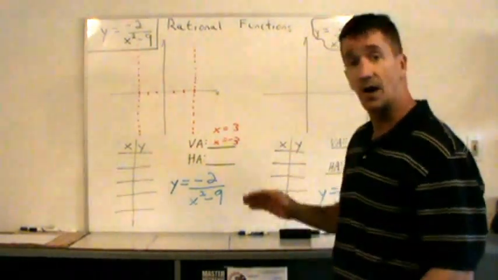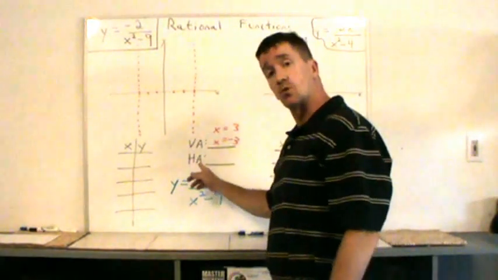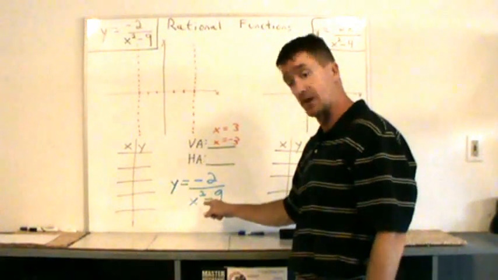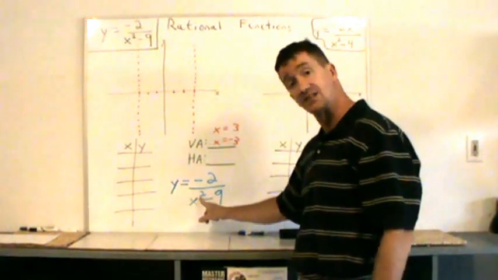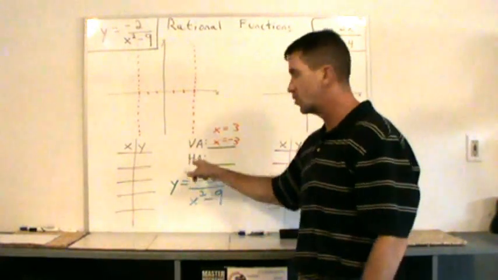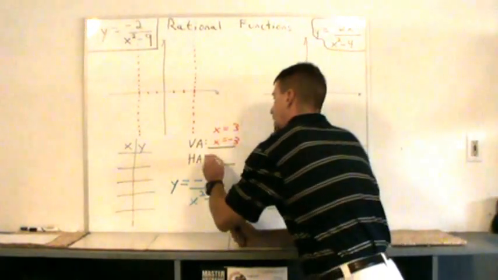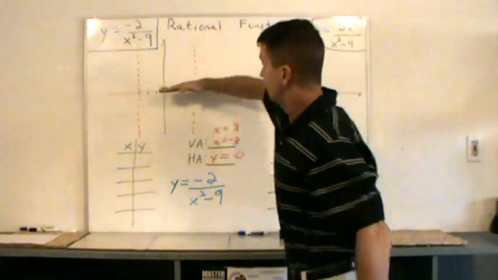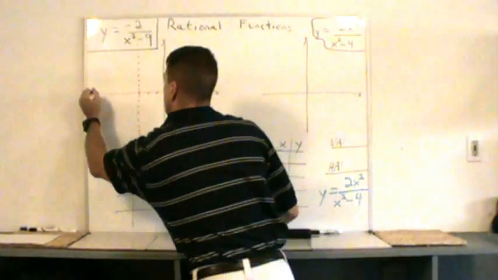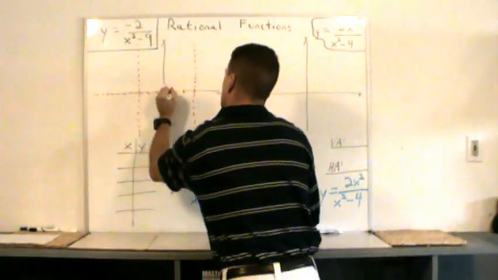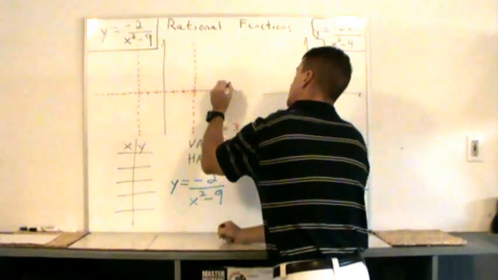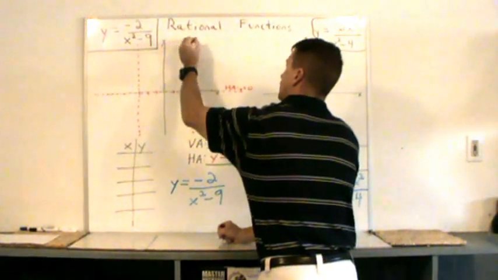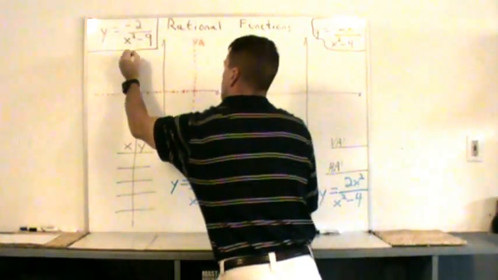Alright, now how about a horizontal asymptote? To determine a horizontal asymptote, check out the exponents in the numerator and the denominator. If the higher exponent is in the denominator, the horizontal asymptote will always be at y equal to 0, aka the x-axis. I'm going to put that here. There you go. There's going to be a horizontal asymptote right there. There's my HA, y equal to 0. Here's my vertical asymptote, and here's my other vertical asymptote.